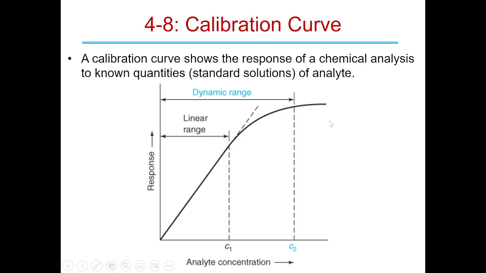Calibration curves, this is actually incredibly important, but just sort of gets thrown in here. A calibration curve is going to show the response of a chemical analysis to known quantities. This is like the calibration curve you did for Beer's law, if you remember back then. And you'll do it again later on this semester when we do the spectroscopic. You're going to make standard solutions. You know those concentrations. You would plot those concentrations as your x. This would be your absorbance.